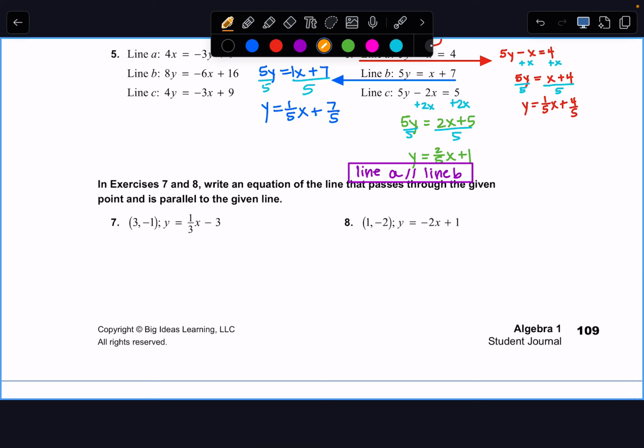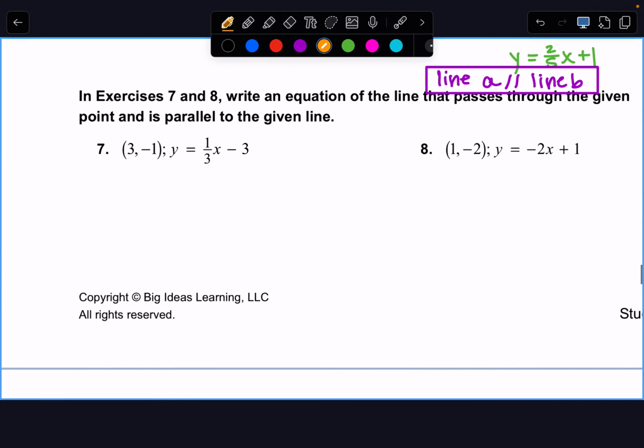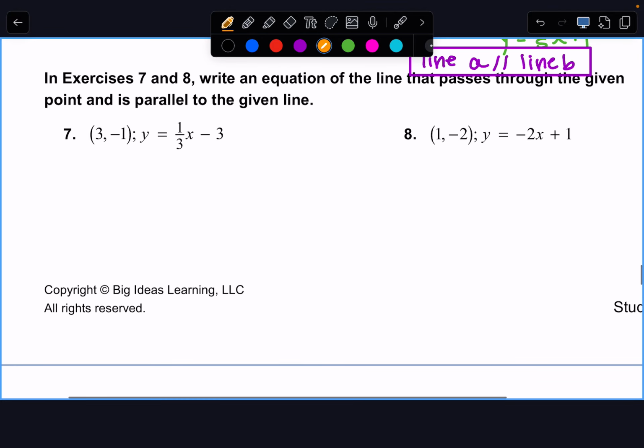I'm sorry. Okay, now, I like this, and I think you won't mind it, but we need to be able to write the equation of a line parallel or perpendicular. So, in number 7, I'm giving you a point, 3, -1. And I want our line to be parallel to this guy right here.